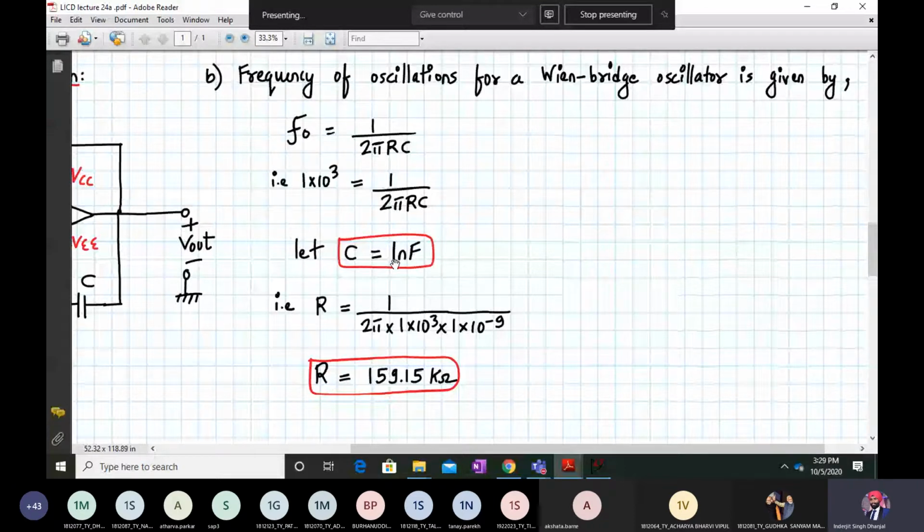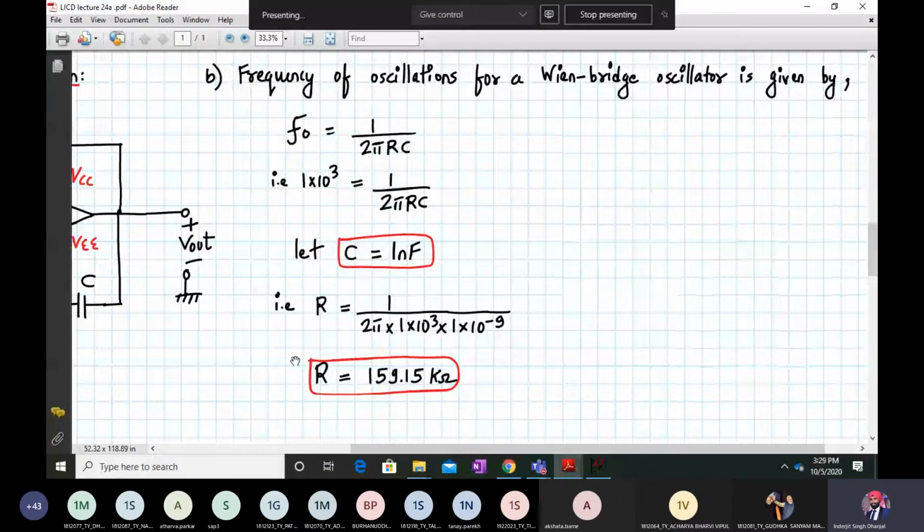Now you will understand and appreciate why we selected a lower capacitor value. If you had selected C as a microfarad instead of 1 nanofarad, the resistor would have gone into mega ohms. In your design, remember one thing: the resistors should never be in ohms, nor in mega ohms. Remember that fact. These are some issues which we'll be discussing in the coming lectures.